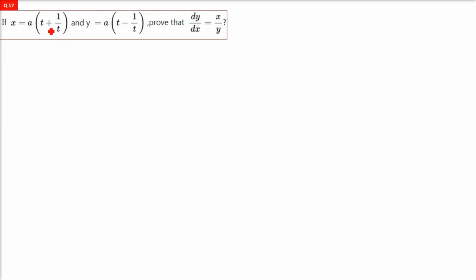x is equal to a into t plus 1 by t, y is equal to a into t minus 1 by t. So this question we have already done. Only there, t was theta: theta plus 1 by theta, theta minus 1 by theta. So you just have to go back. The question has already been done, and it was x by y.